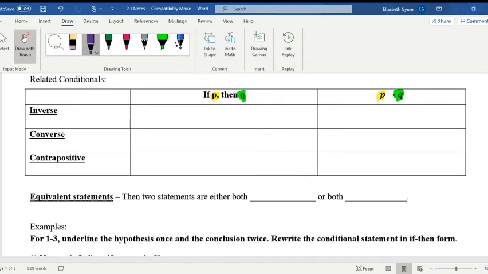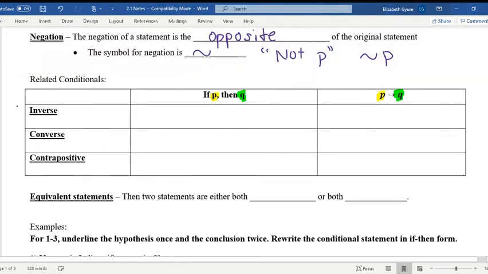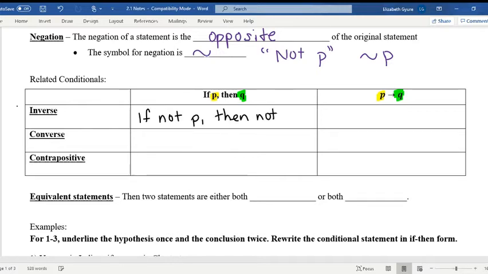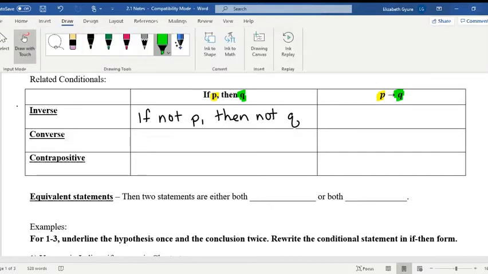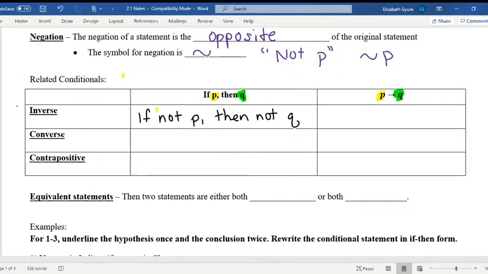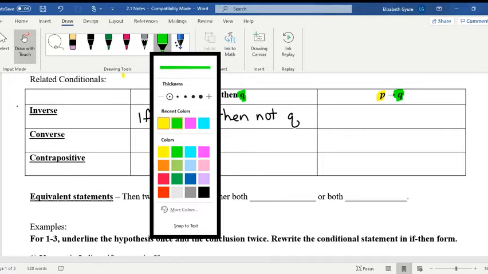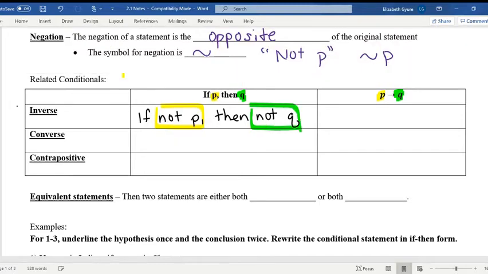So for our first statement here, this is called the inverse. Inverse is just like our negation. So an inverse is if not P, then not Q. If not our hypothesis, then not our conclusion. So in this case, everything stays in the same order, but our hypothesis was negated and our conclusion was negated.